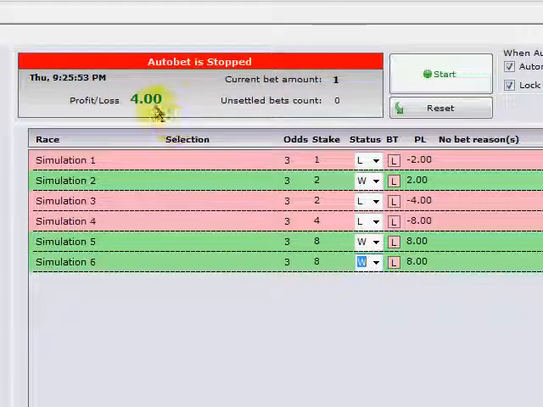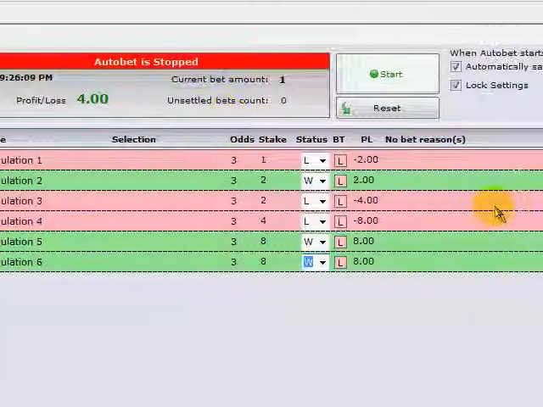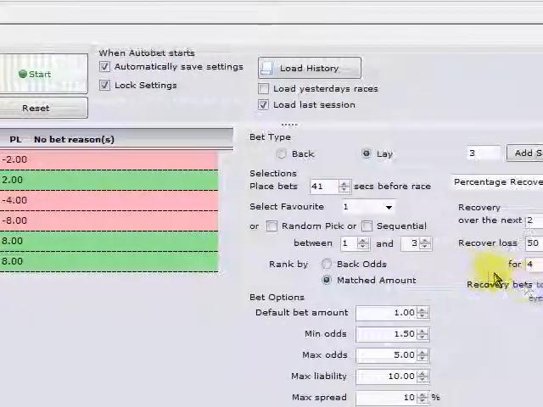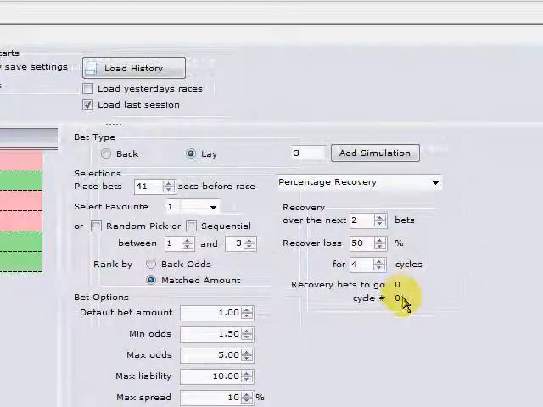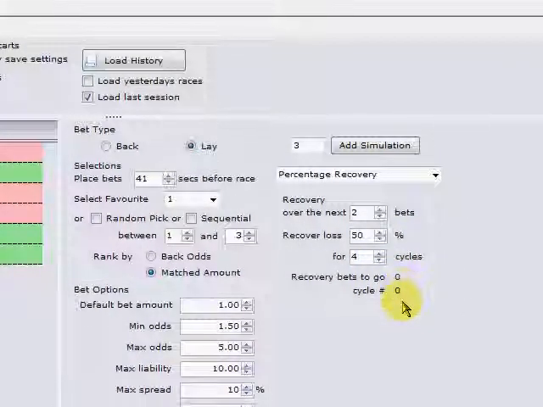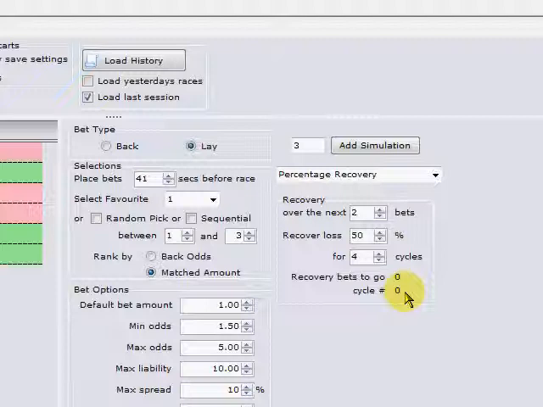You can see now you could easily stop there. You've got a 50% success rate, which is a lot worse than what you would actually expect at the odds of $3, and we still made a profit. So we've actually cleared our recovery. You can see all the settings have gone back to 0 here, so we've finished off our recovery bets, finished off our cycles, and we'd continue on again.